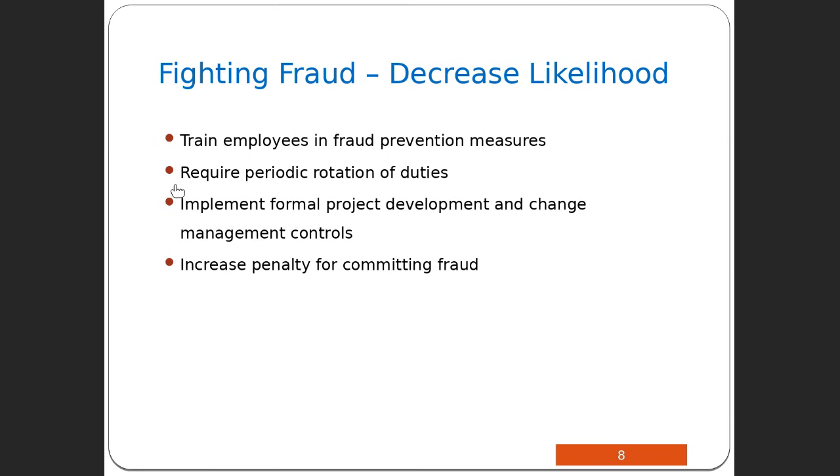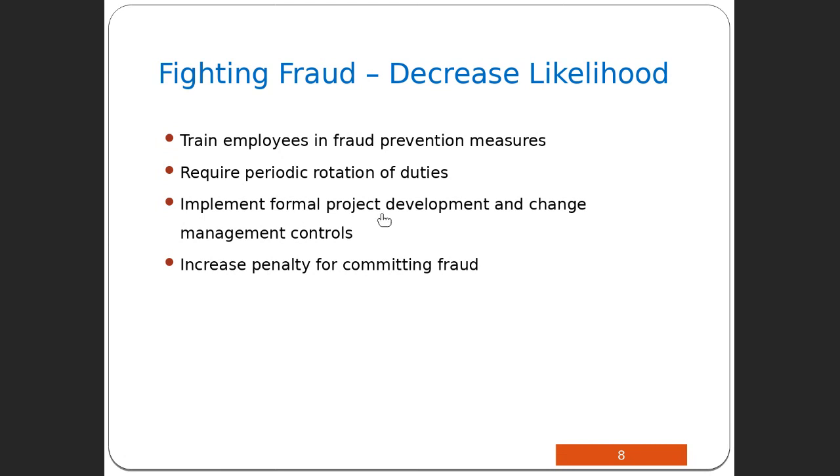The next point is require periodic rotation of duties. The employees should be moved around from one position to the next. The cashier should be moved around to AP. The accounts payable clerk should be moved around to accounts receivable. This is done so that if somebody is doing fraud in one position, as soon as they are moved to another position, the next employee coming into that position will catch that fraud. People know that if I start to do this fraud here, very quickly I will be caught, because someone else will look at this document in a month.